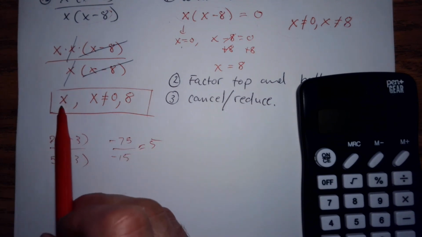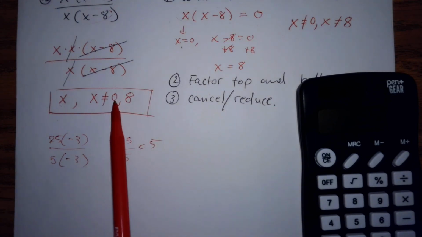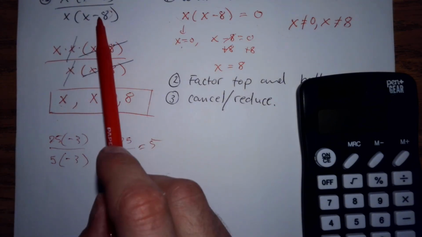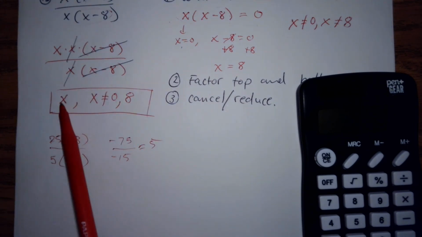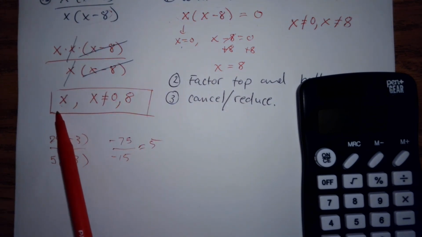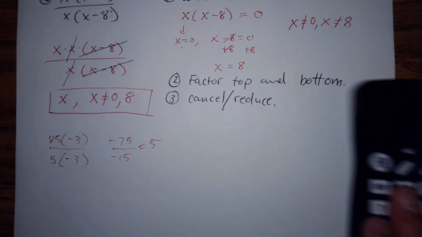So if I plug in 5 here, I get 5. If I plug in 5 here, I get 5. If I plug in 0 here, I get 0 over 0, which is undefined. It doesn't make sense. So I'm not allowed to plug in 0 here. To make these the same, I'd have to state the restrictions. So that's it for that one.